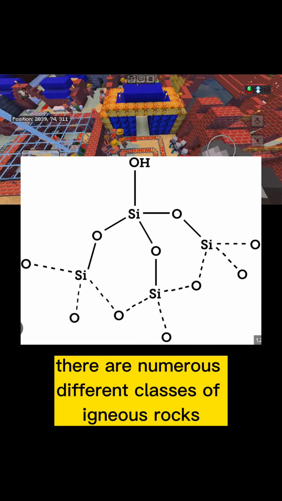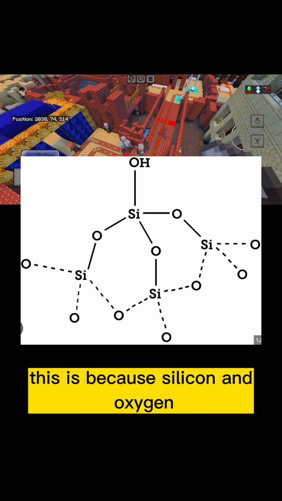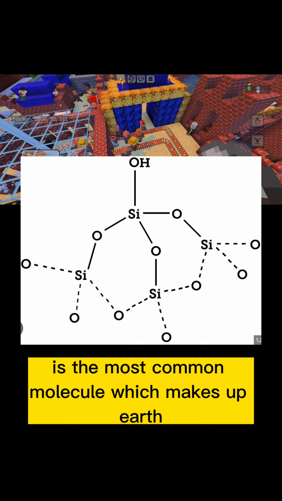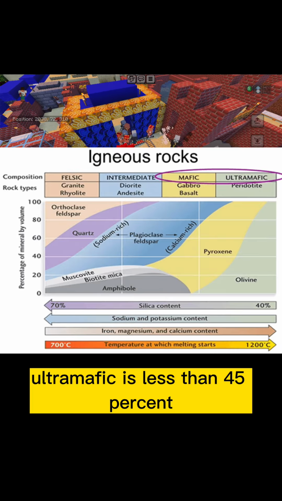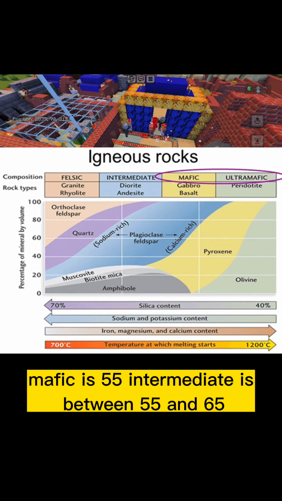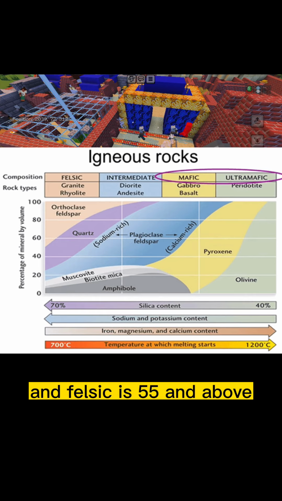Okay, so there's numerous different classes of igneous rocks based on silica content. This is because silicon and oxygen, which makes up silica, is the most common molecule which makes up Earth. However, there are numerous classifications of these rocks based on silica content. Ultramafic is less than 45%, mafic is 45 to 55, intermediate is between 55 and 65, and felsic is 65 and above.